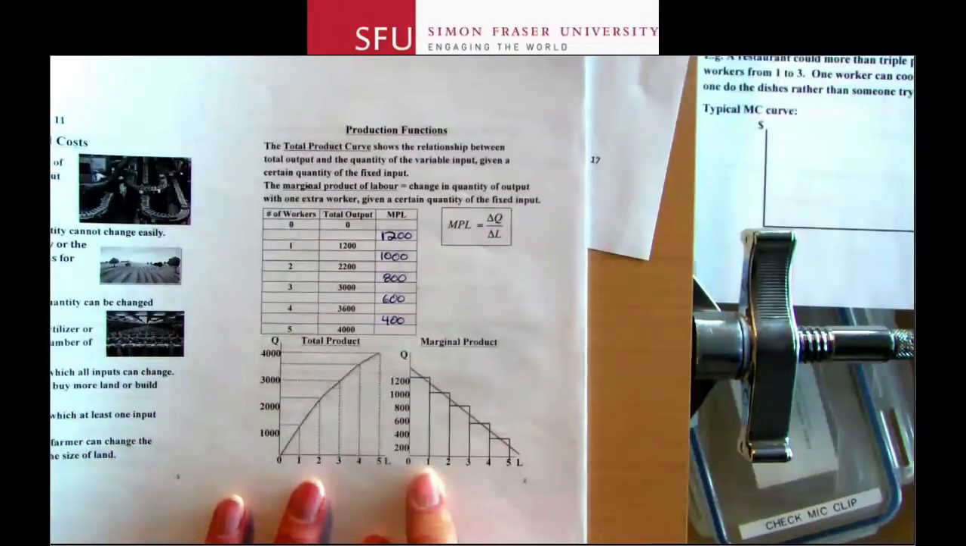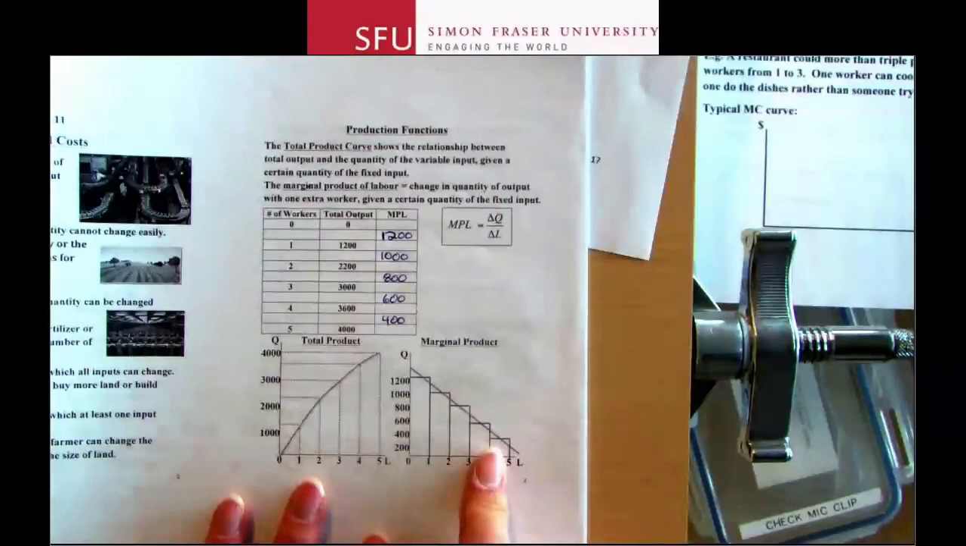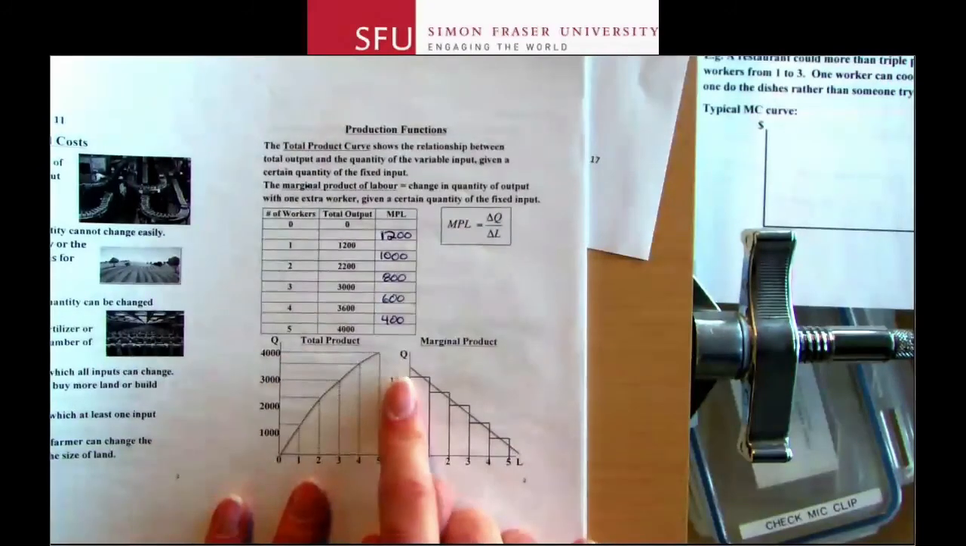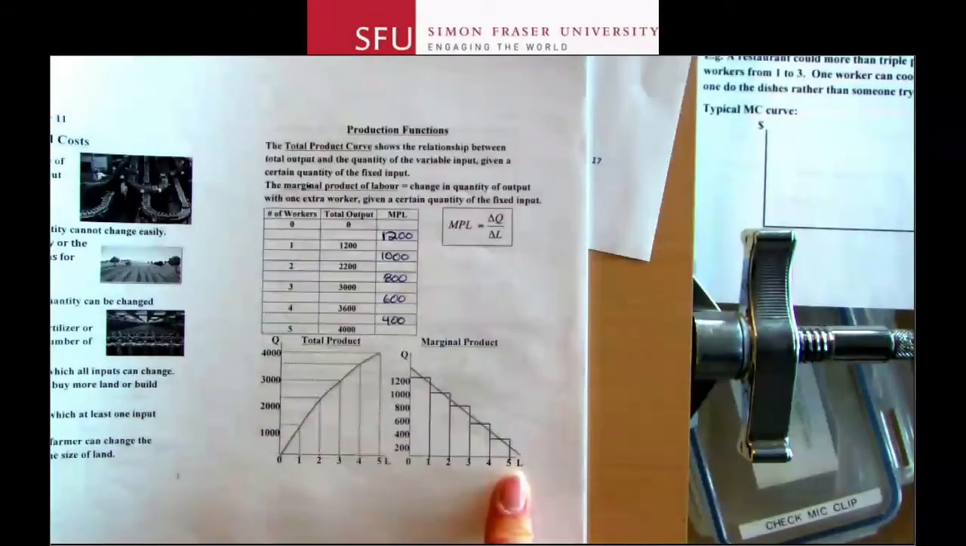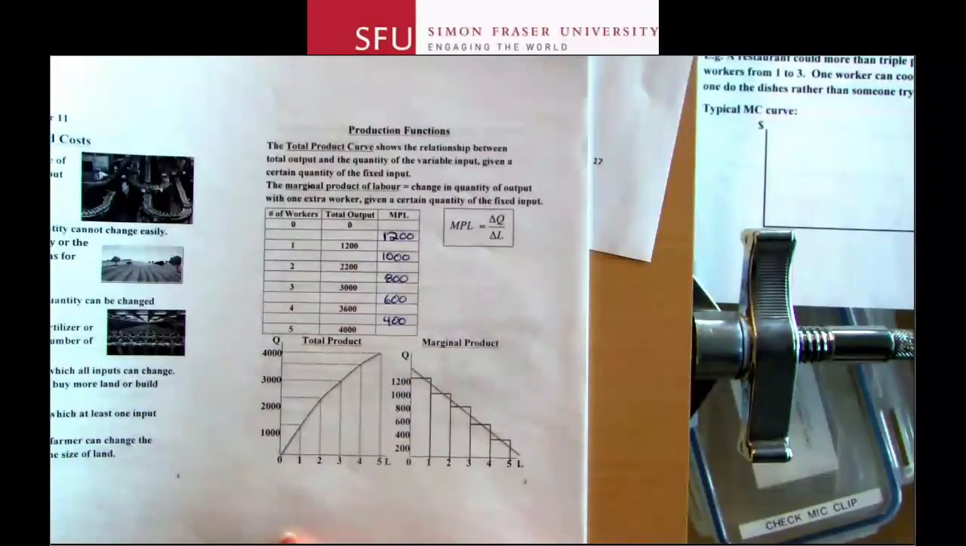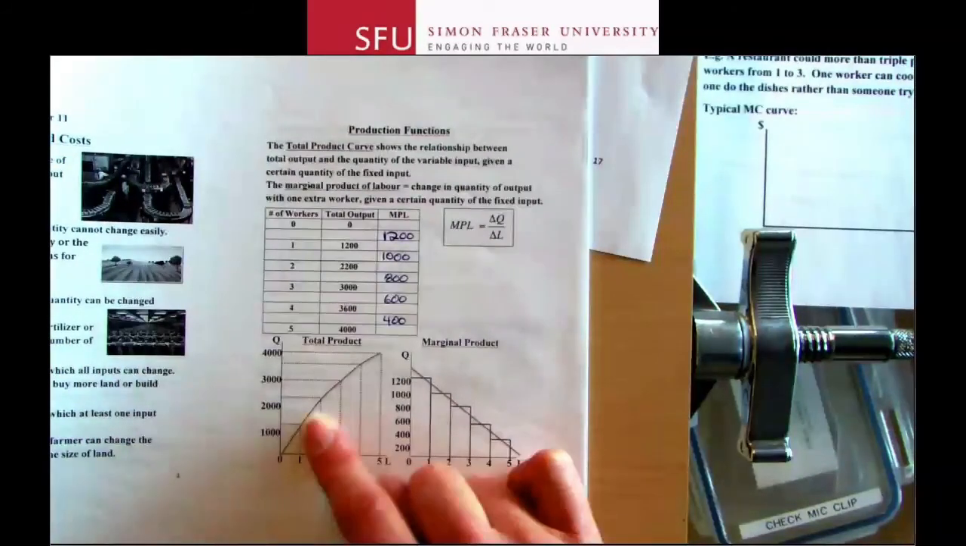And because the workers are having to share the capital, which is fixed, then the more workers you have, the less capital per worker there is, and they become less productive. So each additional worker increases your output, but by a smaller and smaller amount. So the marginal product of labor goes down, and as a result, when you measure the total product, it will increase, but at a decreasing rate.